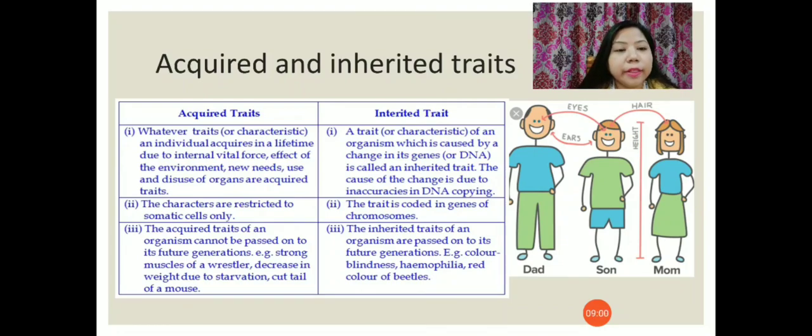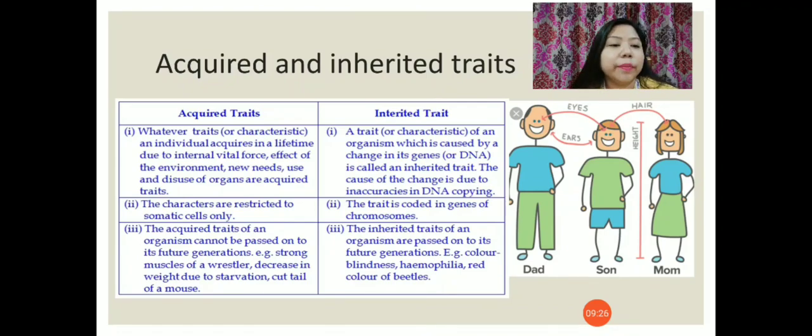But on the other hand, the inherited traits of an organism are passed on to its future generation. For example, color blindness, hemophilia, red color of beetles. These are changes which have taken place in the germ cell of the living organism, so these characteristics will be inherited by the offspring.